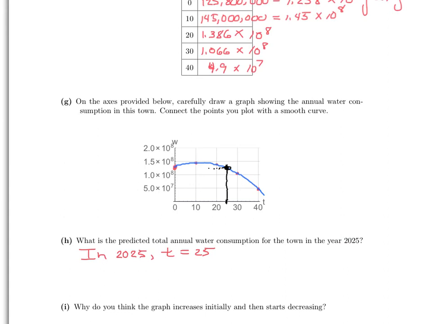And if I go over to the vertical number line, it really looks like we are at the same water consumption that we were at back in the year 2000 when t was 0. So we may not be exactly at the same level of consumption, but it appears that we're close.